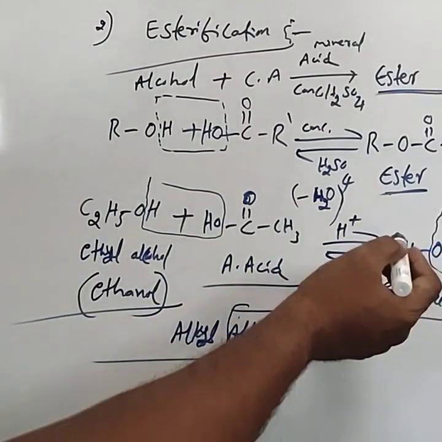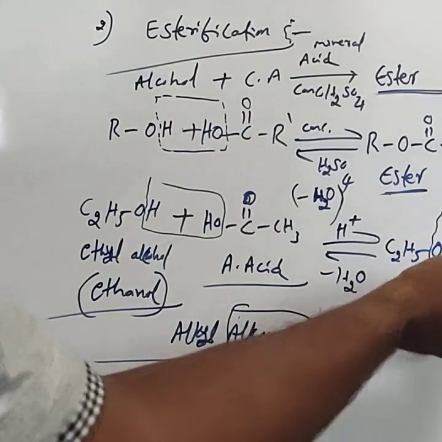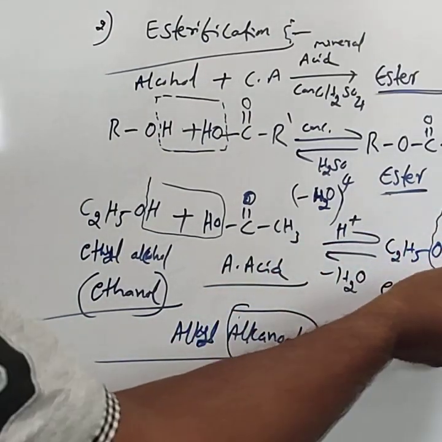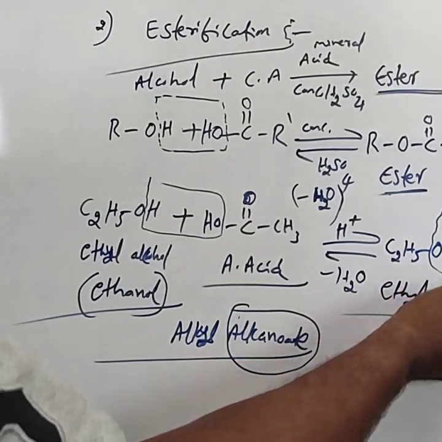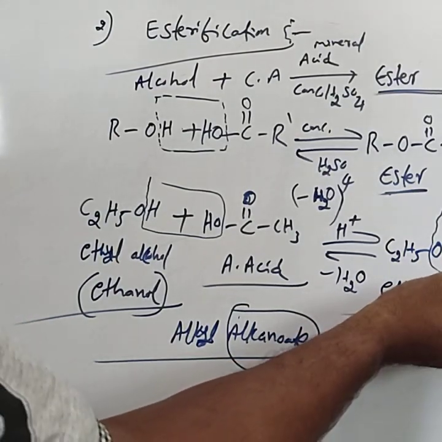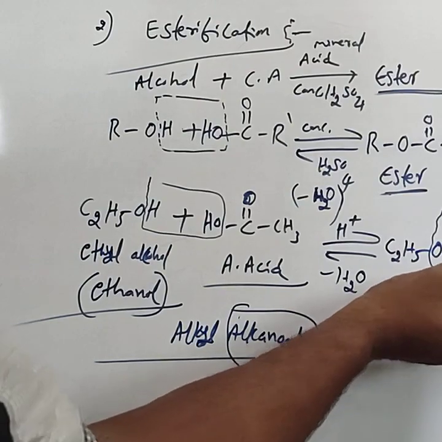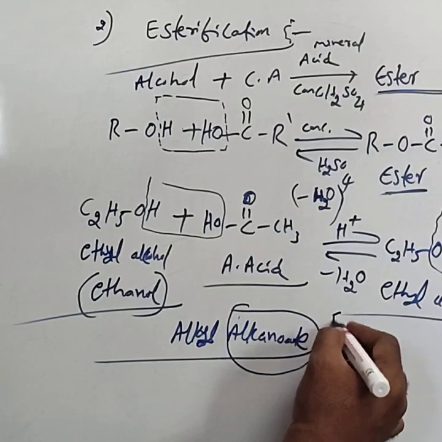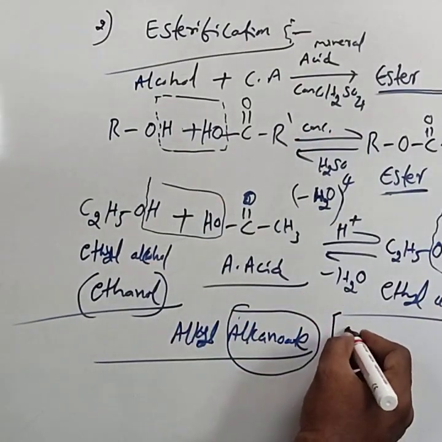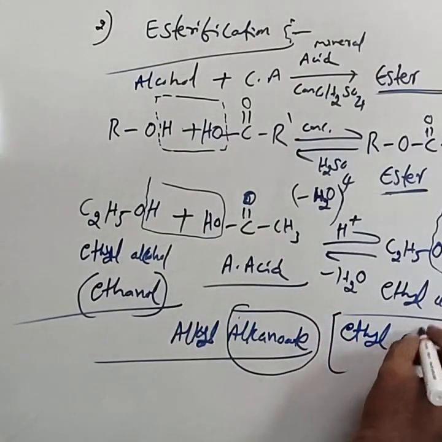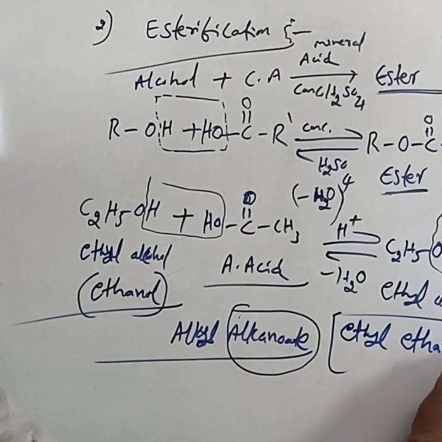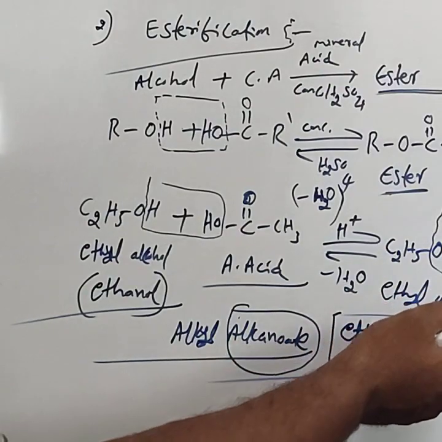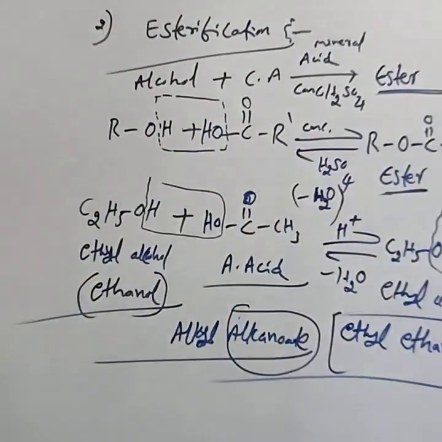From this structure, C2H5OCOCH3, this is the COO group bonded to CH3. There are two carbon atoms, hence it is called ethanoate. This is the substituent. Hence the IUPAC name of ethyl acetate is ethyl ethanoate. You can consider either ethyl acetate or ethyl ethanoate.